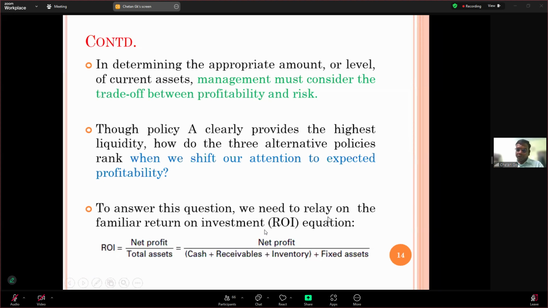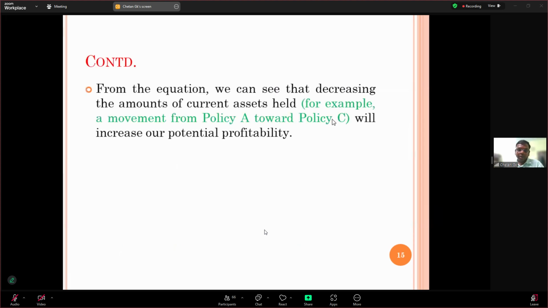So if you want your return on investment to be on a higher side, what kind of working capital policy should you have? Whether you should go for policy A, B or C is the question. From the equation, we can see that decreasing the amount of current assets held will increase our potential profitability.